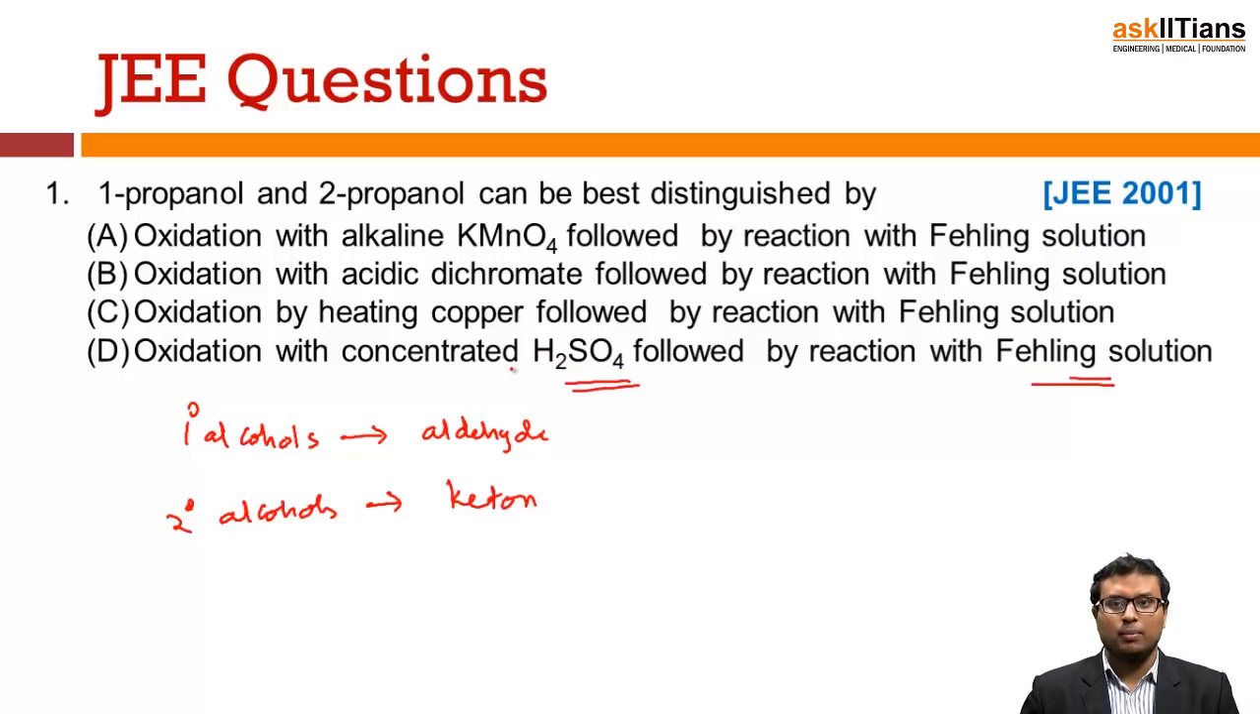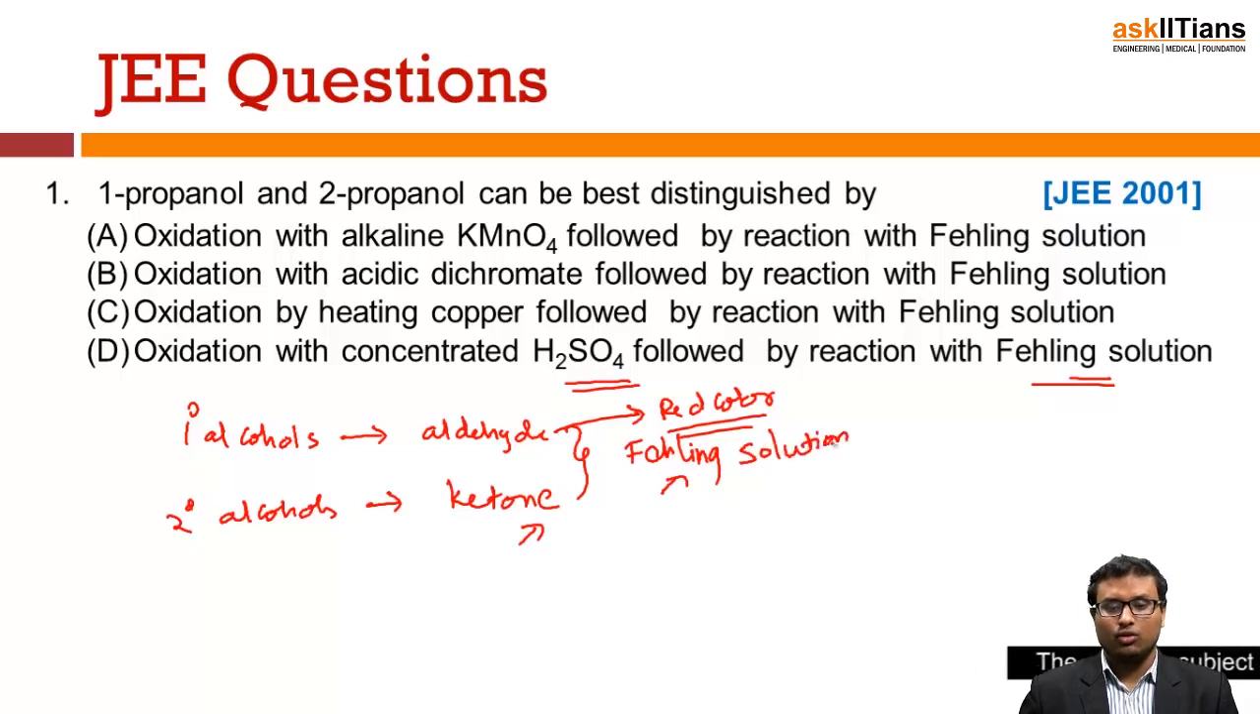So here the important concept is that you have to get aldehyde and ketone. The final product should be aldehyde and ketone, because whenever you get an aldehyde and a ketone and you use Fehling's solution, your aldehyde gives a red color. So you can differentiate between aldehyde and ketone by reacting with Fehling's solution.